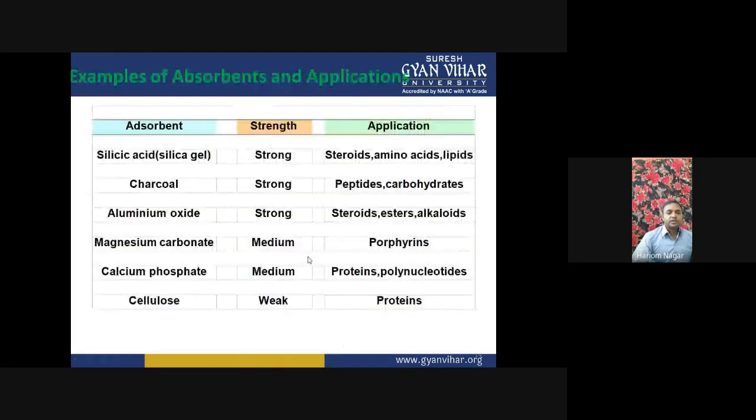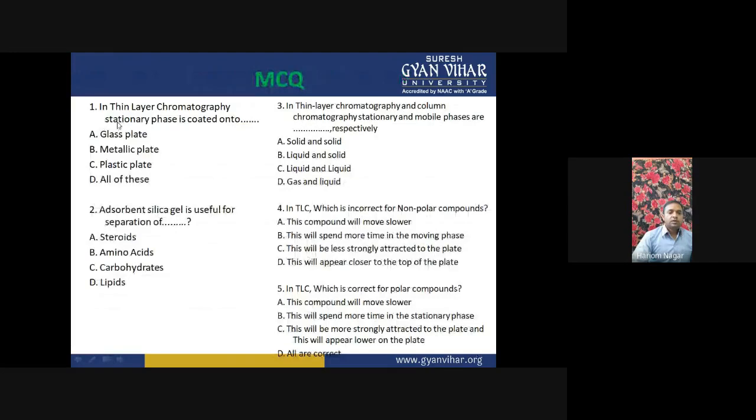Now the question answer session. In thin layer chromatography, the stationary phase is coated onto the. The stationary phase can be coated onto a glass plate, metallic plate, and plastic plate, and all of these.